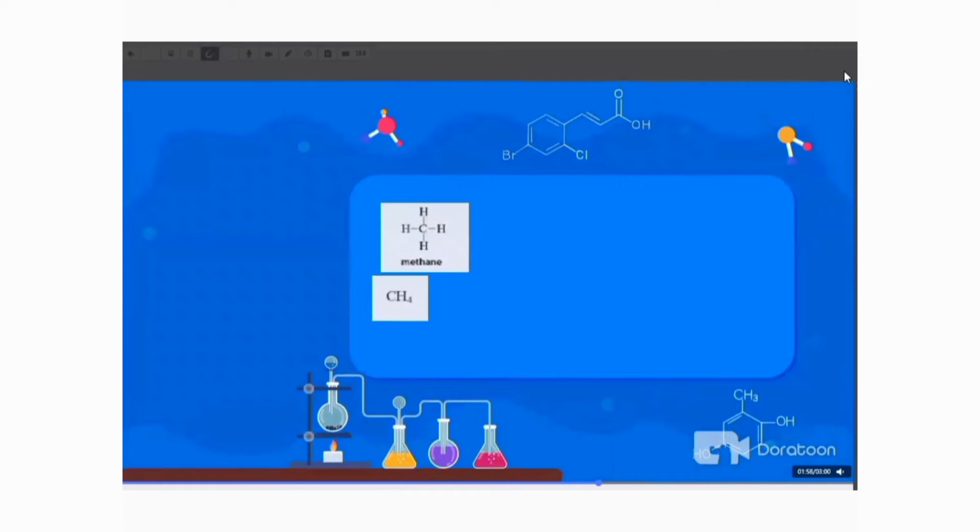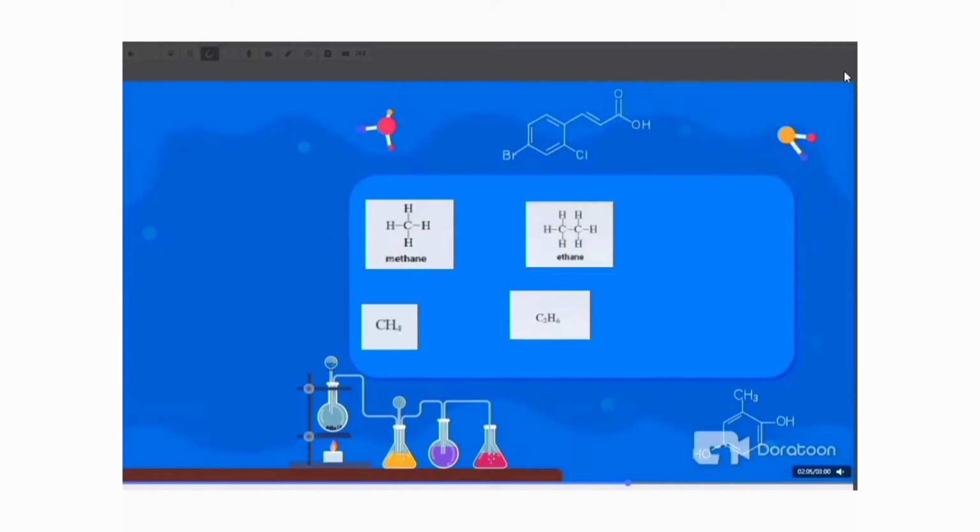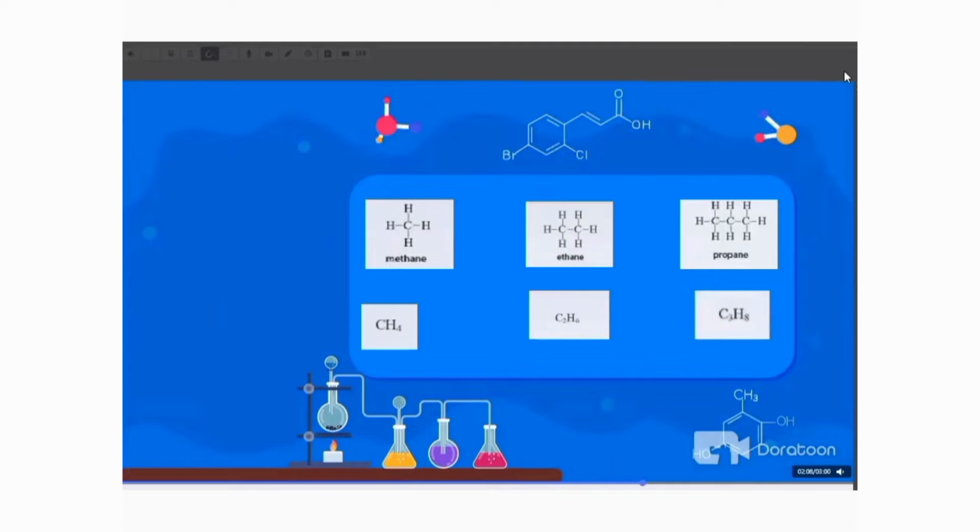We have methane. Methane has one carbon atom only. The molecular formula is CH4. And the second one, we have ethane. Ethane has two carbon atoms and the molecular formula C2H6. And the third one, we have propane. Propane has three carbon atoms and the molecular formula C3H8.